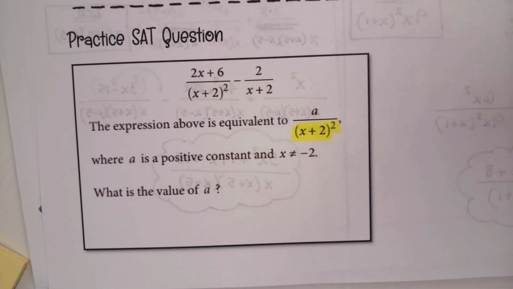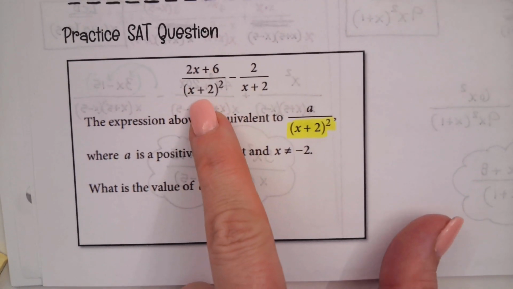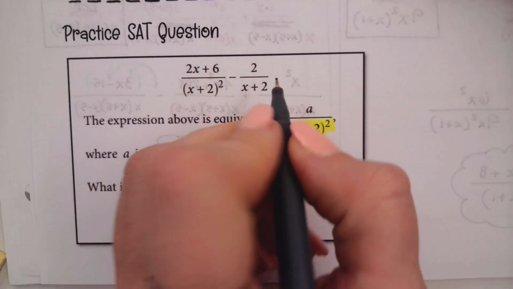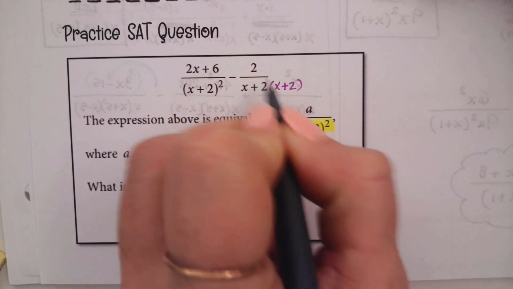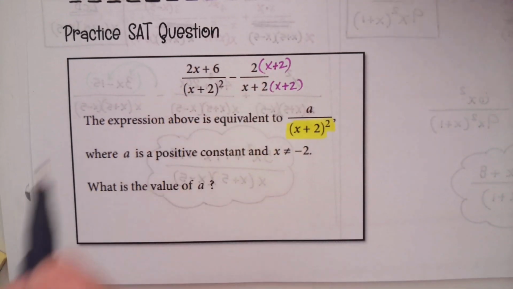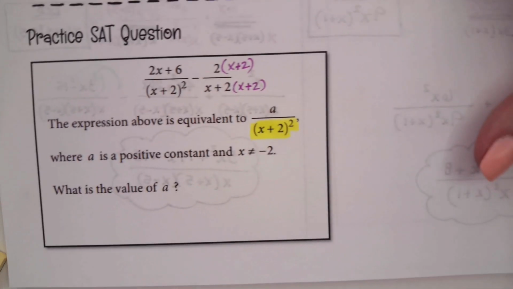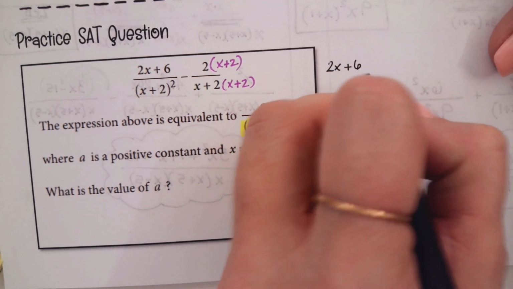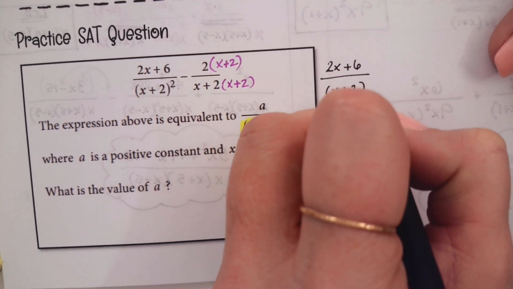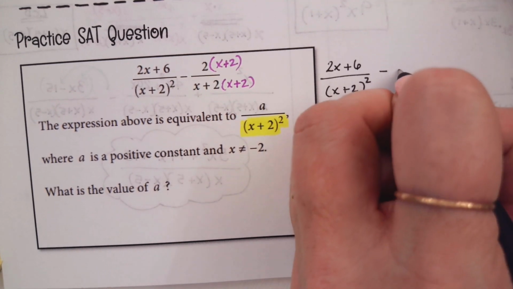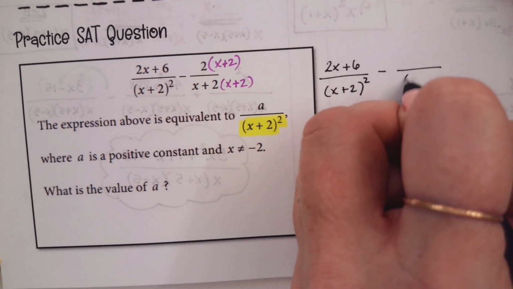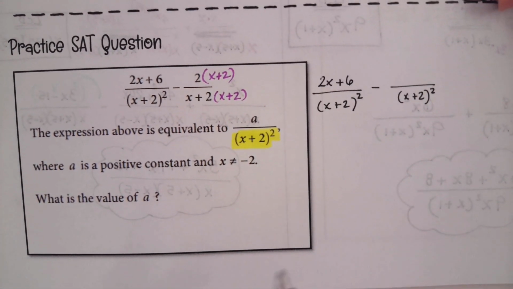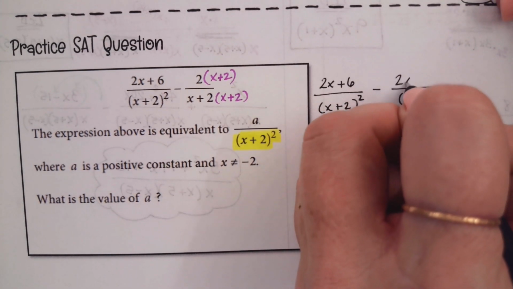So does this denominator need to change? No. Does this one need anything? What does this one need? It needs an x plus 2. So this one needs an x plus 2. Okay. Now on the denominators, they're both x plus 2 squared. What is my new and improved numerator? 2x plus 4. 2x plus 4.